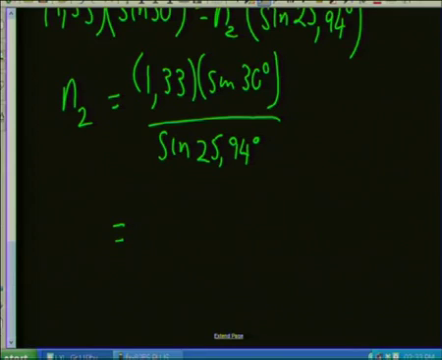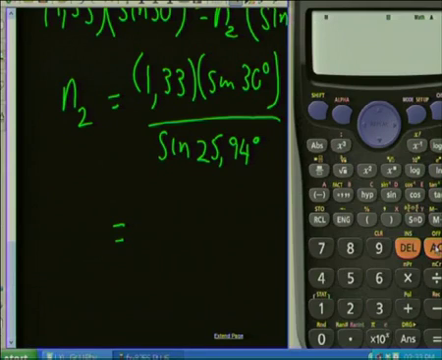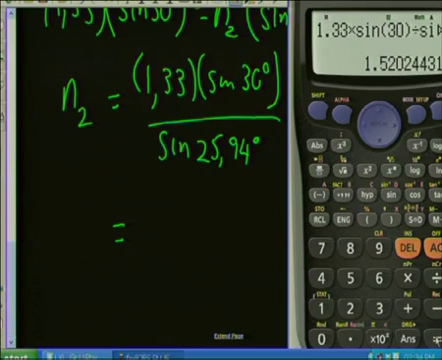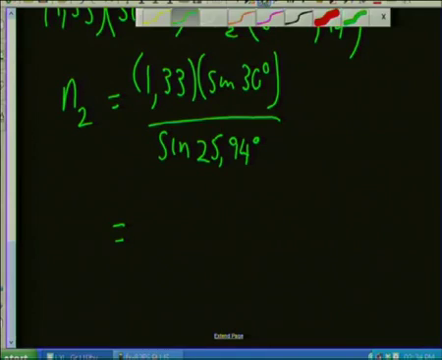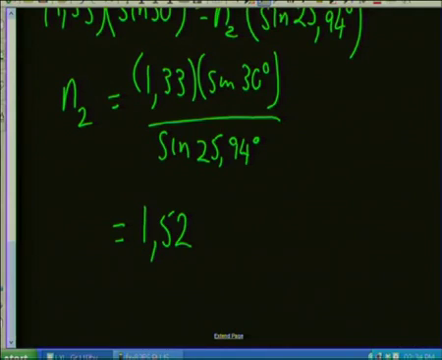Let's get the calculator up to confirm our calculations. So 1,3 times the sine of 30 degrees. Some of you are shouting at me and saying, 30 degrees is a special angle, it's equal to a half. Yes, I know, but just check it on the calculator. And then we're going to put sine of 25,94, close the bracket, make sure we've got that, and we get a refractive index of glass of 1,52. So 1,52, 2 decimal places.